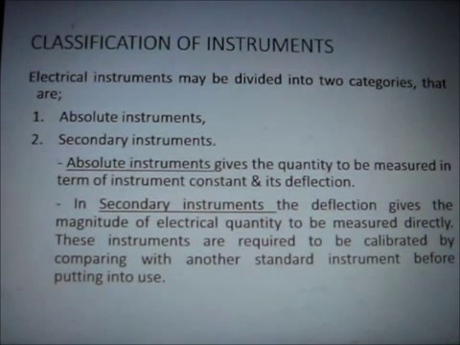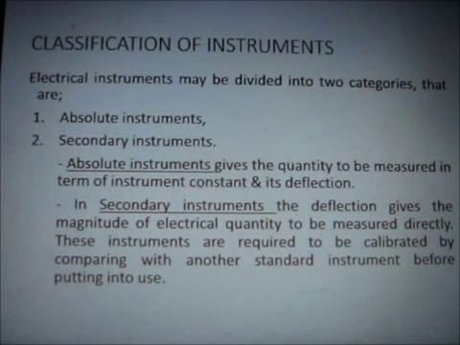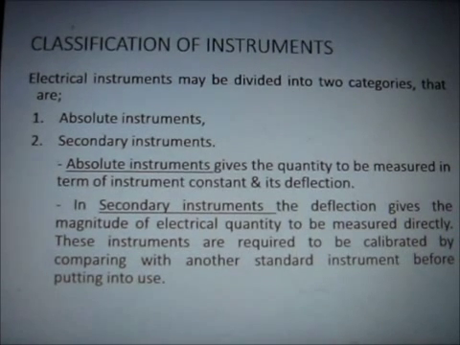How can you classify these instruments? These instruments may be divided into two types, that is absolute instruments and secondary instruments. The absolute instruments give the quantity to be measured in terms of the instrument constant and its deflection. The amount the spring or the wire deflects is given by the absolute instruments. It is the quantity measured in terms of the instrument constant. It purely depends upon the present instrument.